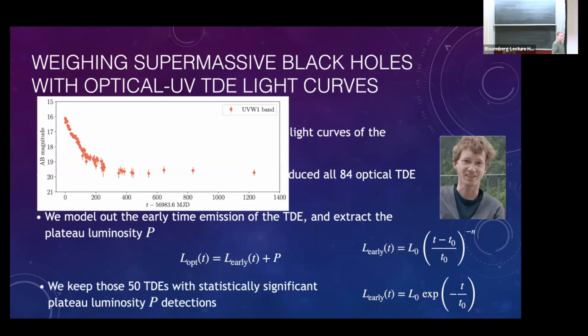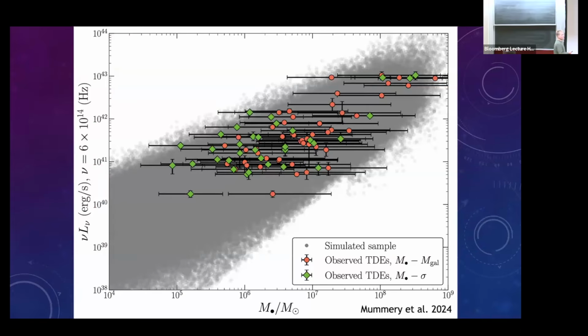So of the 84, there were 50 that we could constrain P robustly. A bunch of them had gone off in the last year, so you're never going to find the late time emission from early time data. Some of them, the galaxies are too bright. They're brighter than the plateau. Some of them are too far away. It's too faint to get. We have 50. You go away, you get velocity dispersion measurements, and you plot them over your simulation.